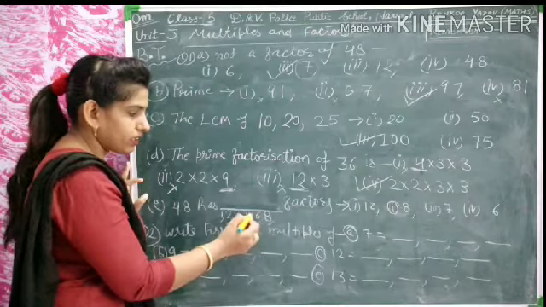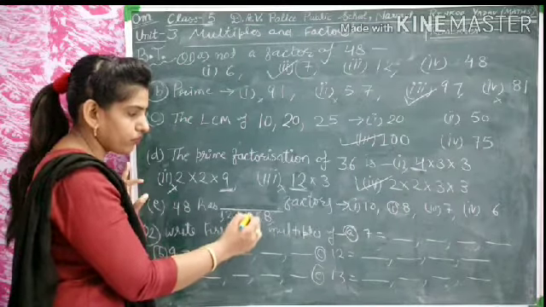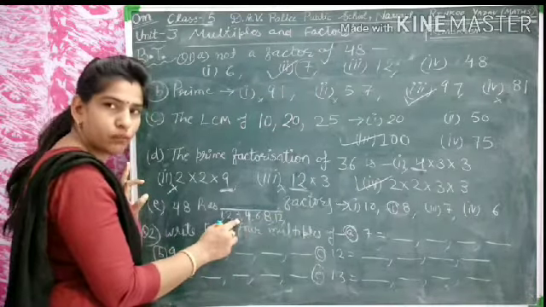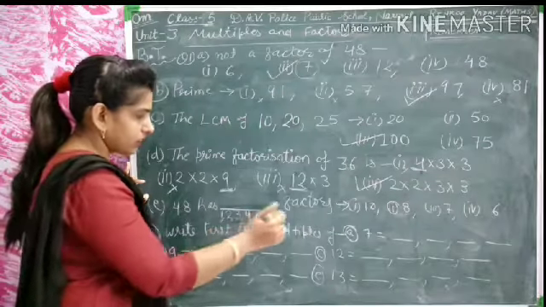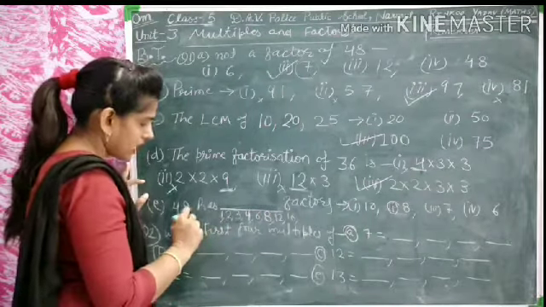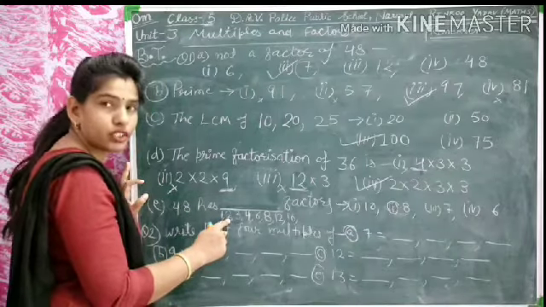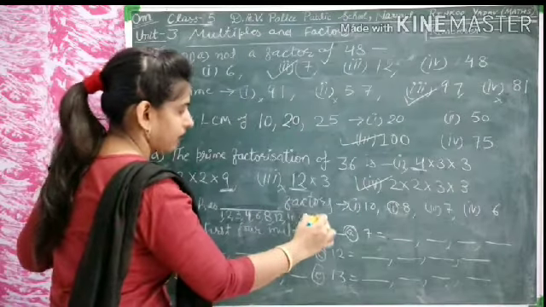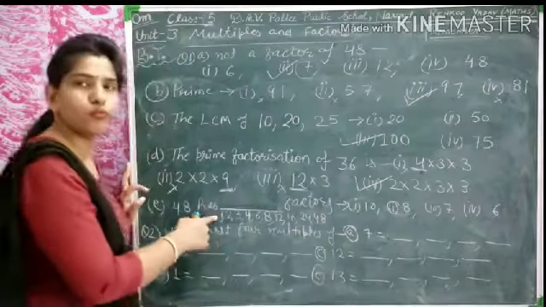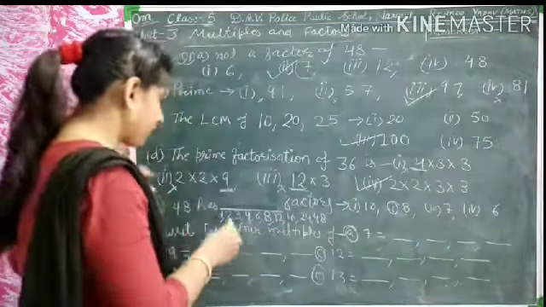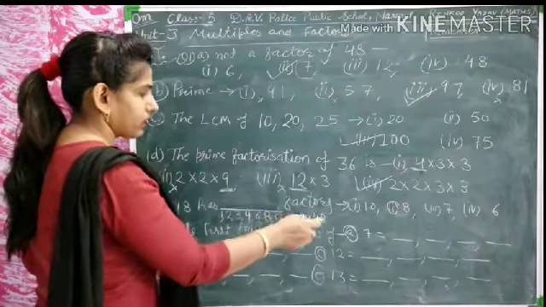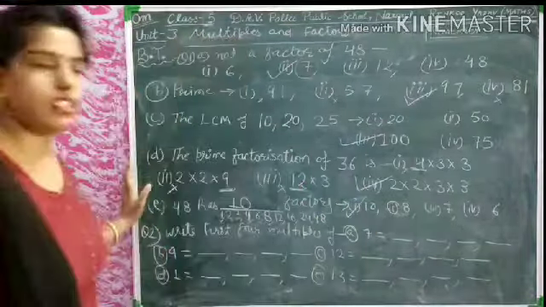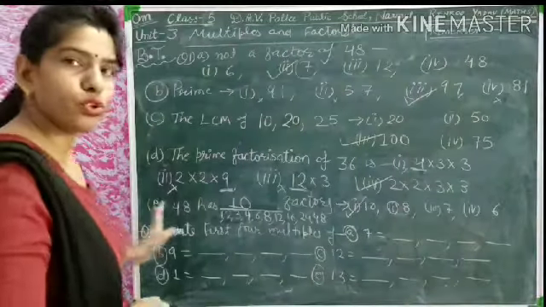Now the quotient obtained from 4 is 12. This will be a factor. The quotient obtained from 3 is 16. The quotient obtained from 2 is 24. And the last one is the quotient obtained from 1, that is 48. How many factors are there? 1, 2, 3, 4, 5, 6, 7, 8, 9, 10. That is 10. This is the first answer. Is this clear, students?